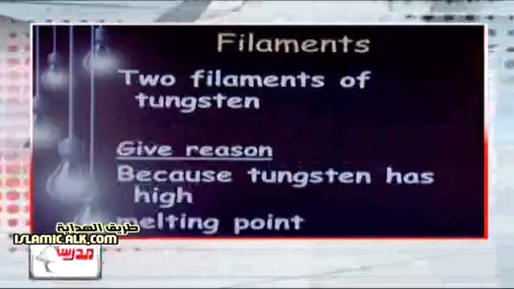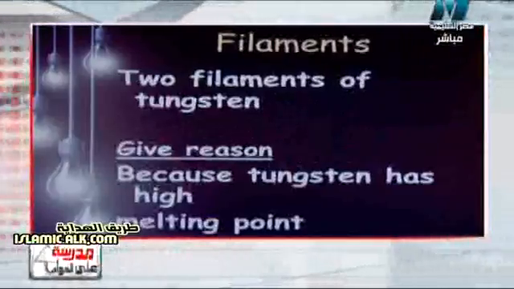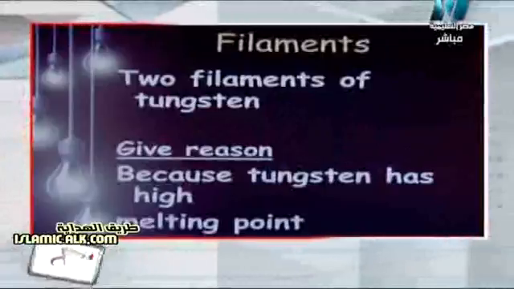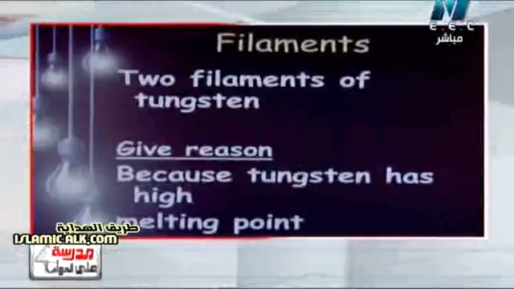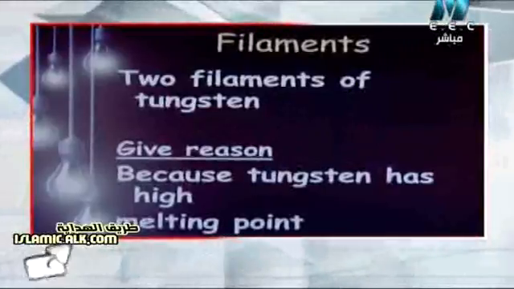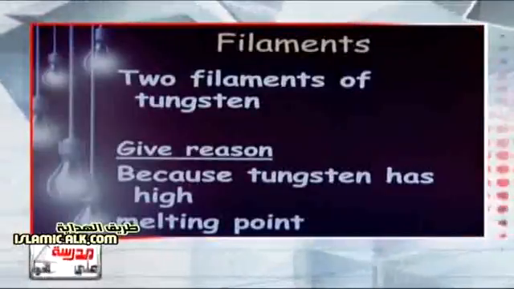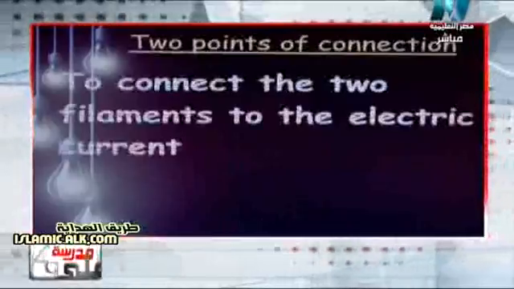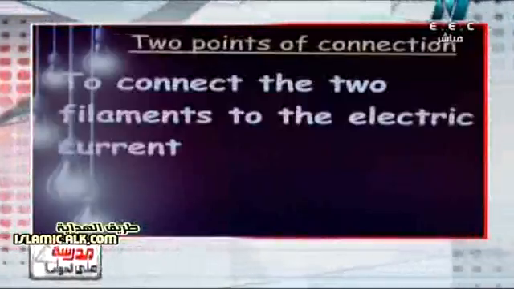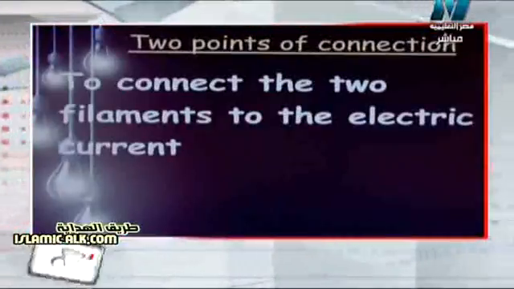Okay, the 2 filaments of tungsten. Why, or give reason? As I said before, like the light bulb, because tungsten has a high melting point. The 2 points of connection are to connect. From their name, two points of connection, their basic function is of course to connect the 2 filaments to the electric current.